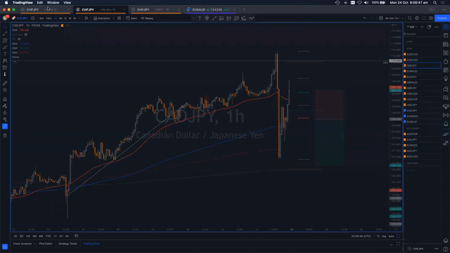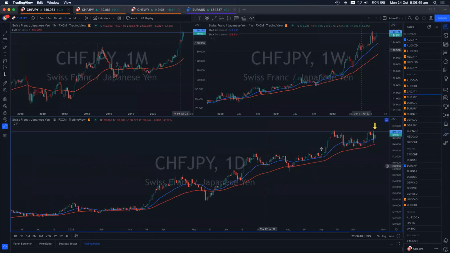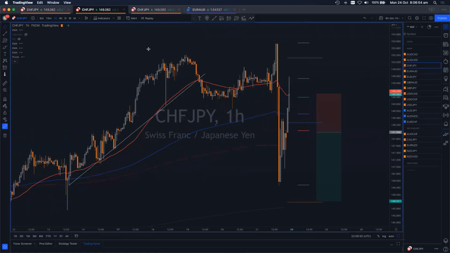Swiss yen, probably not too dissimilar. Yeah, again, a bearish day on Friday, but it's looking like it's pulling back now. And yeah, similar kind of chart pattern. The fib doesn't line up very well. 382 is down here, which is not very good. We've gone straight past that. It'll take a long time for the 1-hour 50 to catch up.